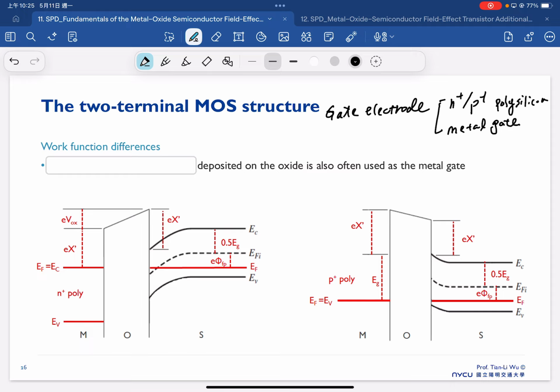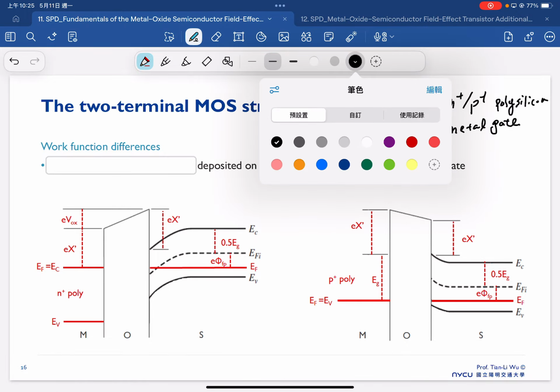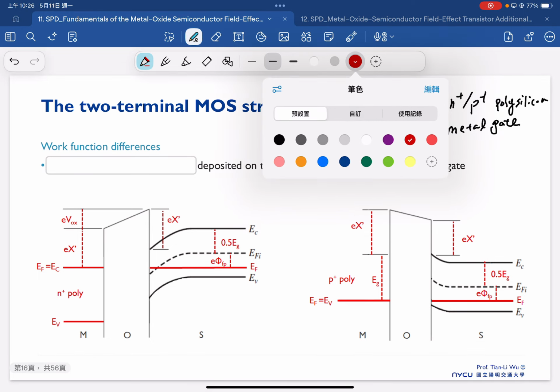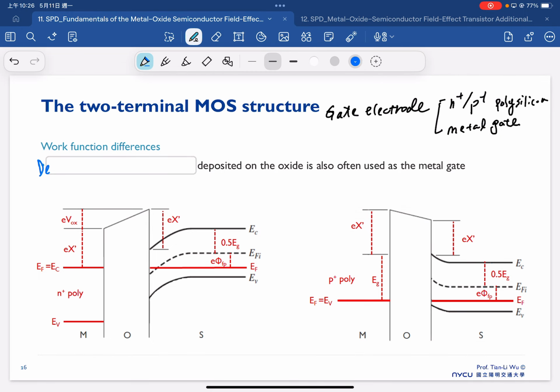So we also have to take into account that if we use N plus, P plus polysilicon, this is a material that is still considered a kind of semiconductor, but it will create a different band diagram. The degenerate case, that means a very high doping concentration, can be considered as a gate as well.